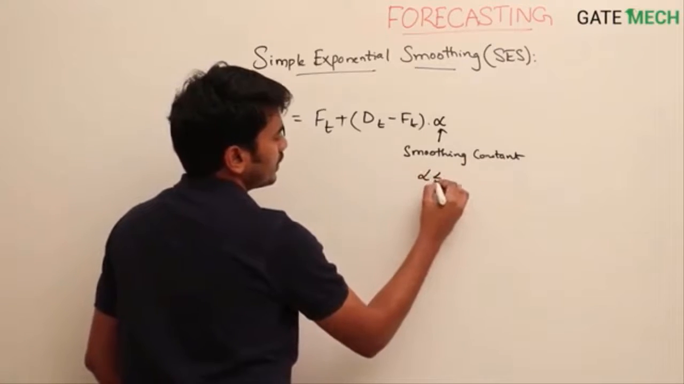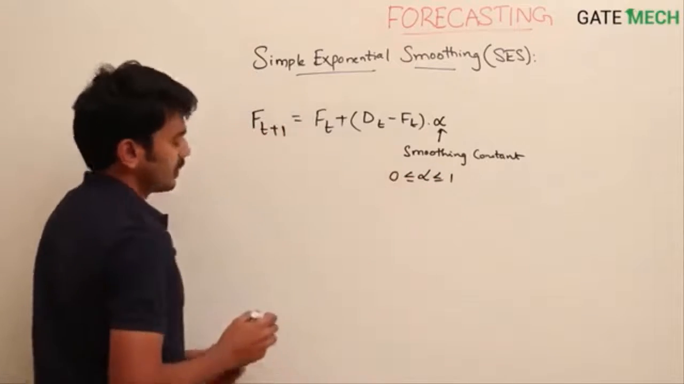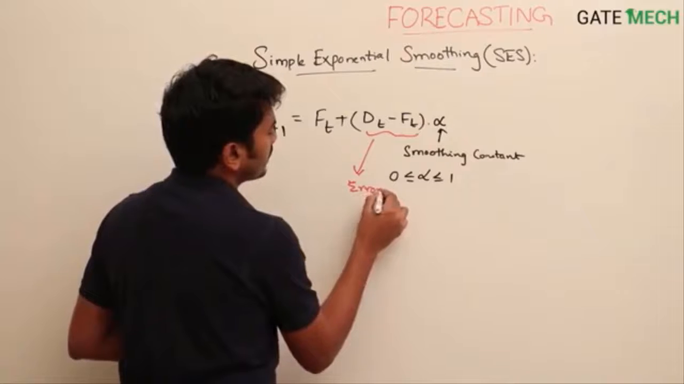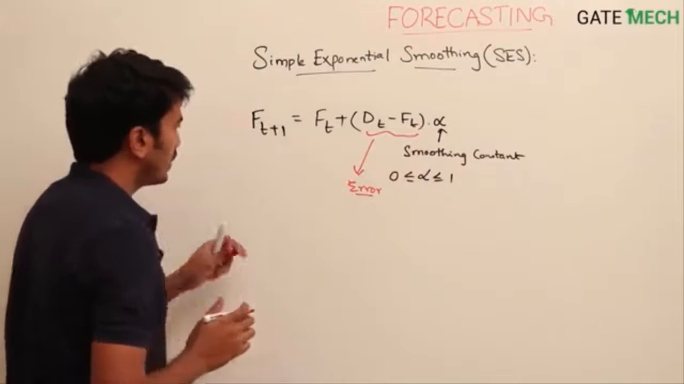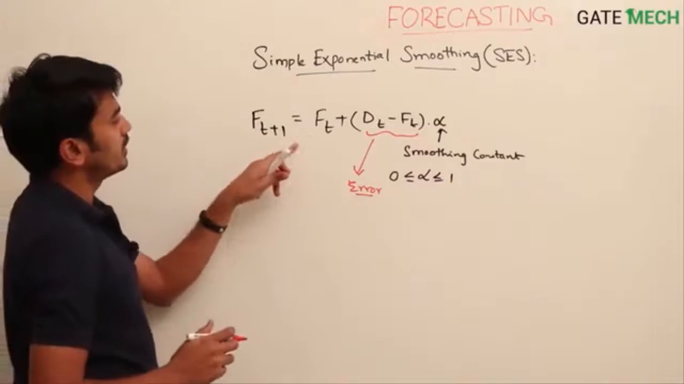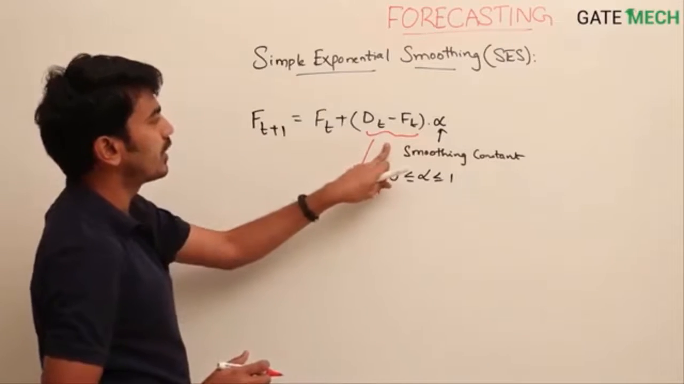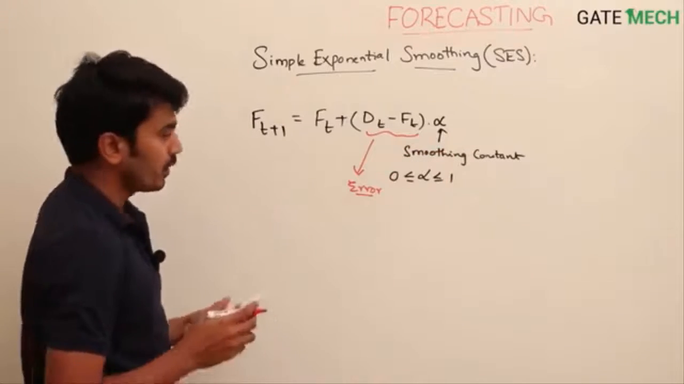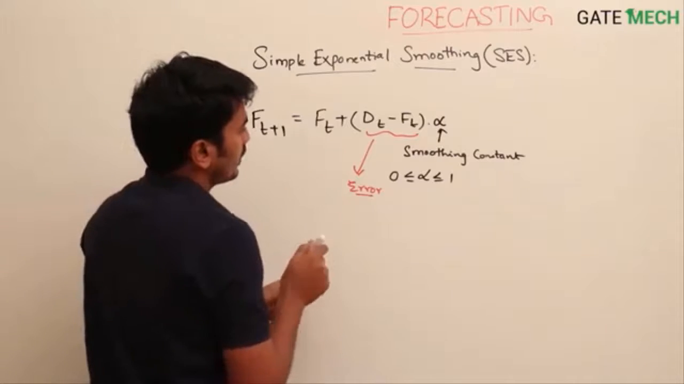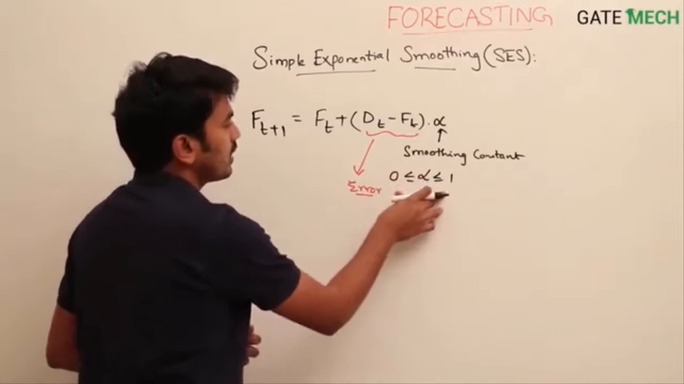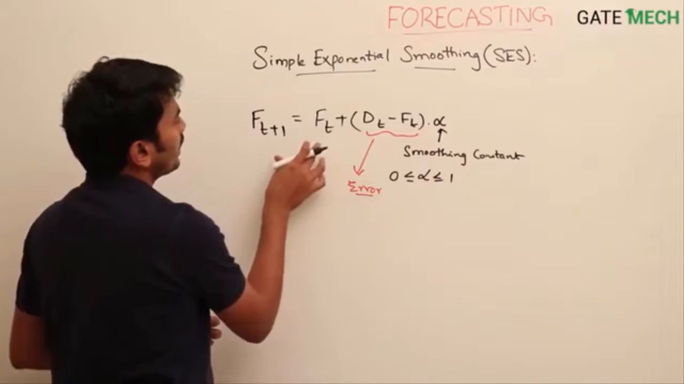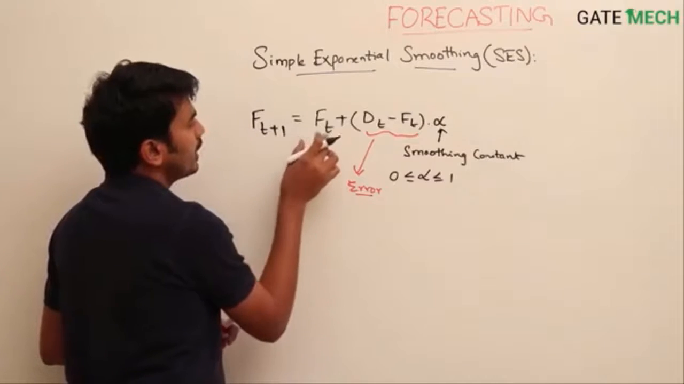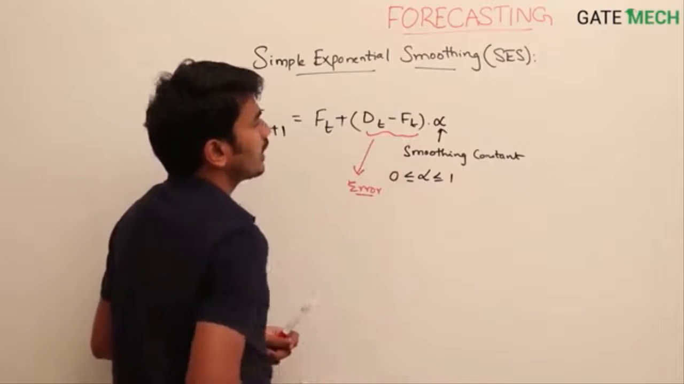And alpha lies between 0 and 1, and this part is the error in the previous forecast ft. So the forecast for the next period is the forecast for the current period plus the error in the current forecast multiplied by a smoothing constant called alpha. The value of this constant will define whether the next forecast gives more weightage to the current forecast or more to the current demand.